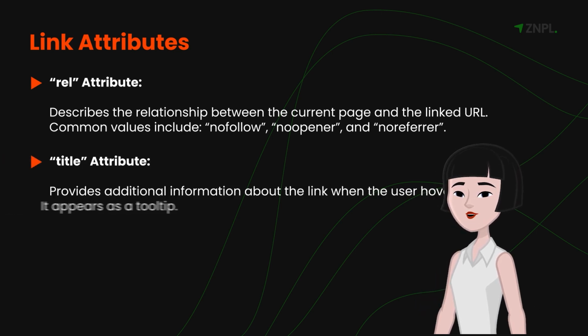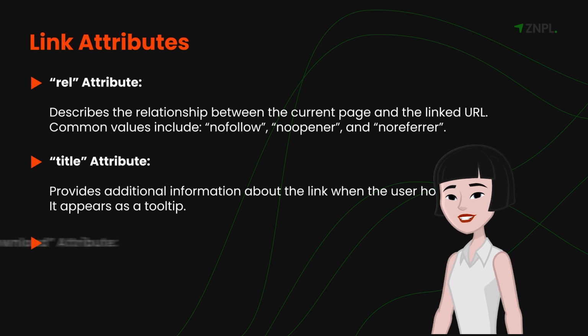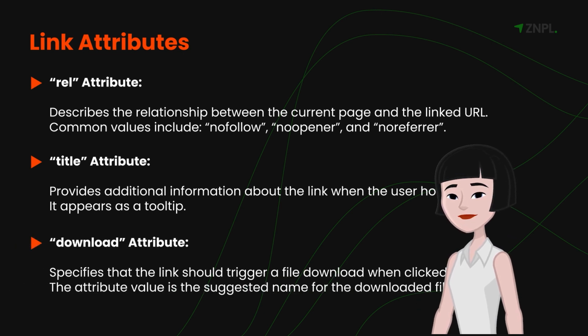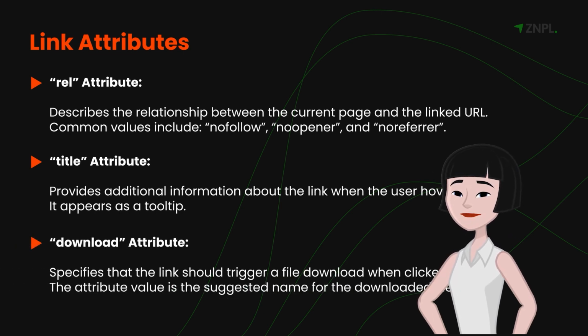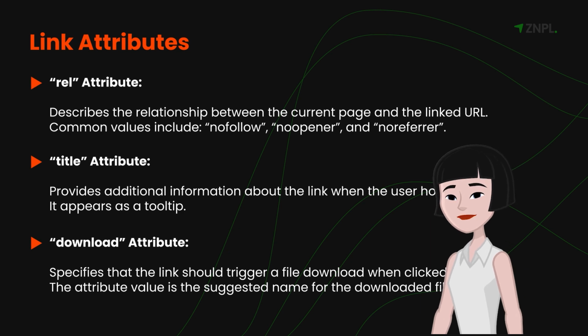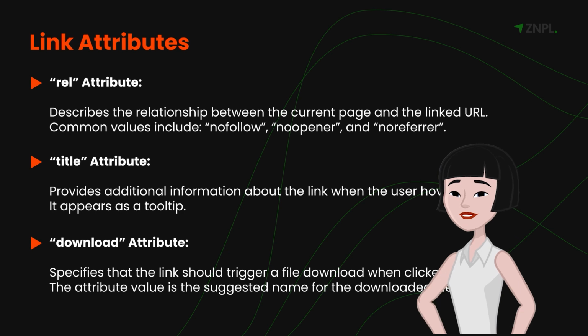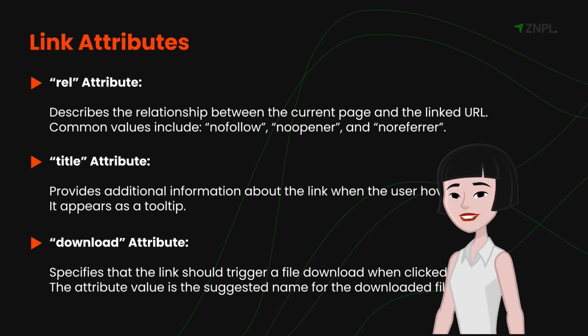The rel attribute describes the relationship between the current page and the linked URL. Common values include: nofollow instructs search engines not to follow the link. noopener prevents the linked page from accessing the opening page's window.opener property. noreferrer prevents the browser from sending the referrer header when navigating to the linked URL.